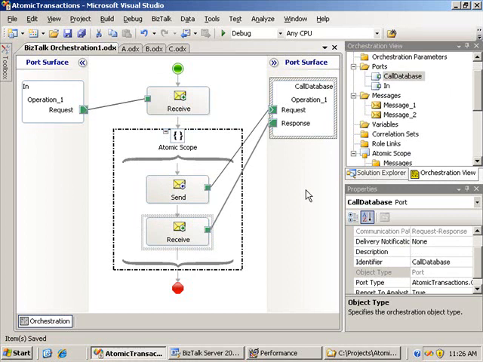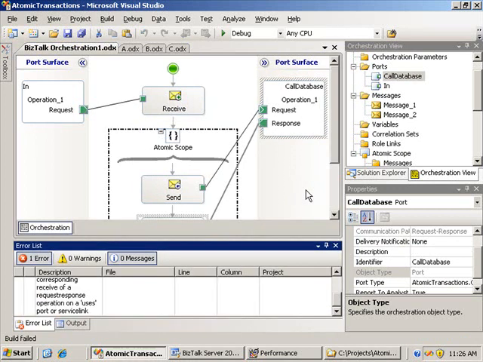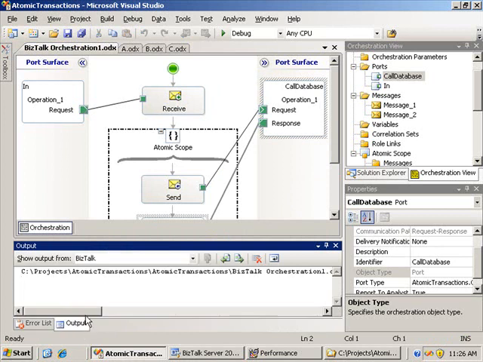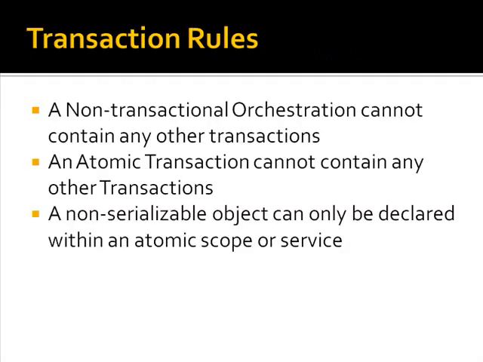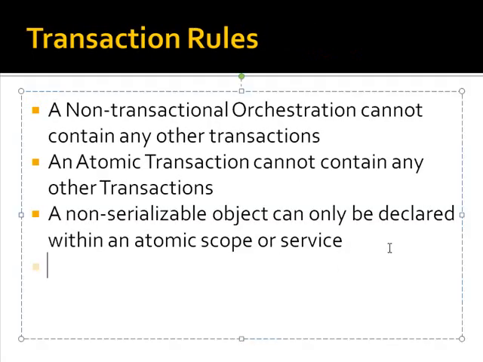Now, if I try to actually build this, we get a build failed, and if we look at the actual output message here, we get another rule on transactions. So I'm going to go to my transactional rules here and paste in this guy.